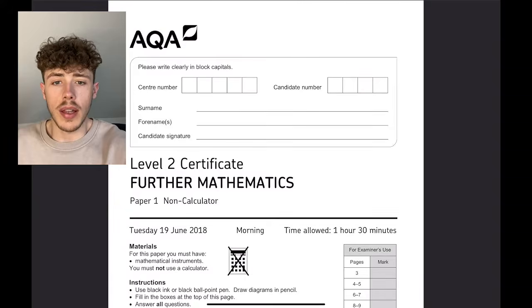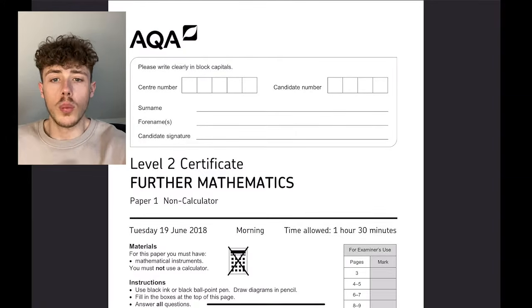As I've gone through, I've explained all of my answers and shown all the workings as well, so you can use it as a really useful revision source with the upcoming exams.